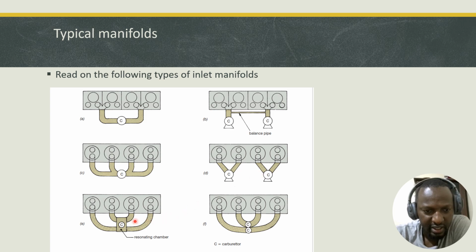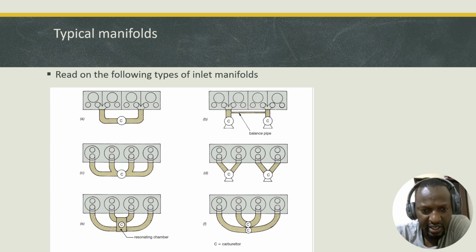This is another design that has a resonating chamber underneath the carburetor, and we have a unique design of shorter pipes serving the 2 cylinders in the middle, and 2 longer pipes serving the 2 valves in the end. This one has 2 carburetors with a similar design.